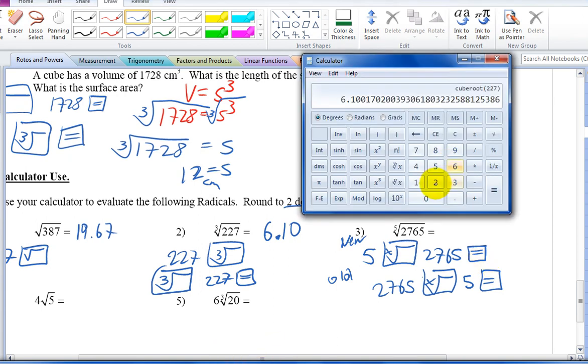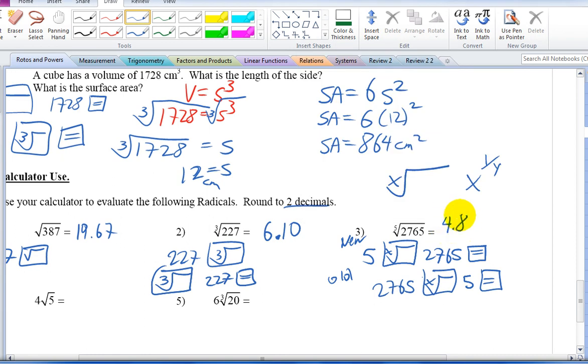So have a look at mine. Mine's old school. 2765, I enter in. I press this button, and then I press 5. Then I press equals. 4.879. Okay. 4.879. If you need help finding the button, come up now. Quick, quick, quick.